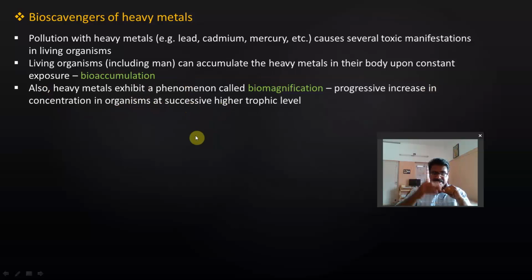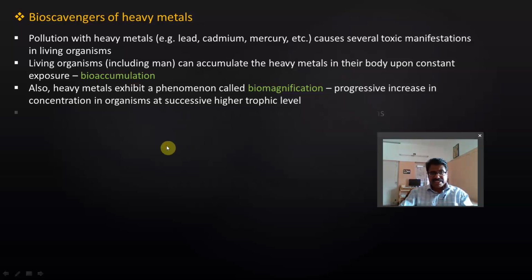At each higher trophic level, the concentration of these heavy metals increases, and this is called biomagnification. The concentration of the toxic heavy material present in the lower trophic level organism increases when it reaches the higher trophic level, and the toxicity also increases. This is called biomagnification. So both bioaccumulation and biomagnification are related to heavy metals.